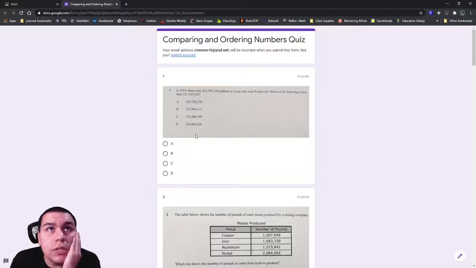In 2014, there were 223,745,310 children in Texas who were 9 years old. Which of the following is less than 223,745,300? So you're going to be comparing this number to your answer.